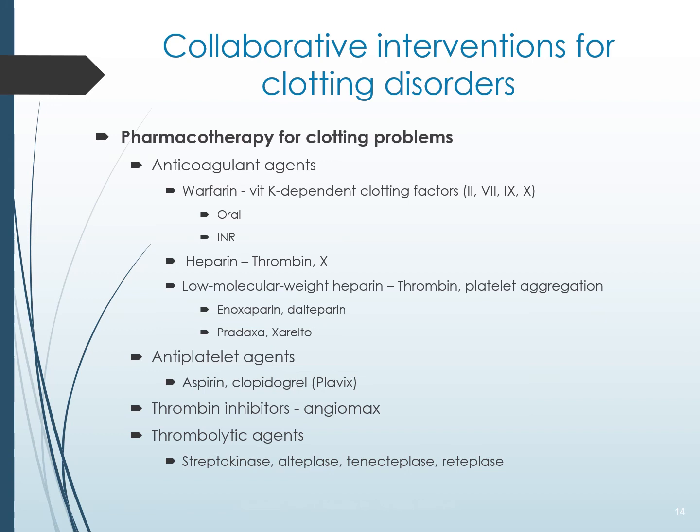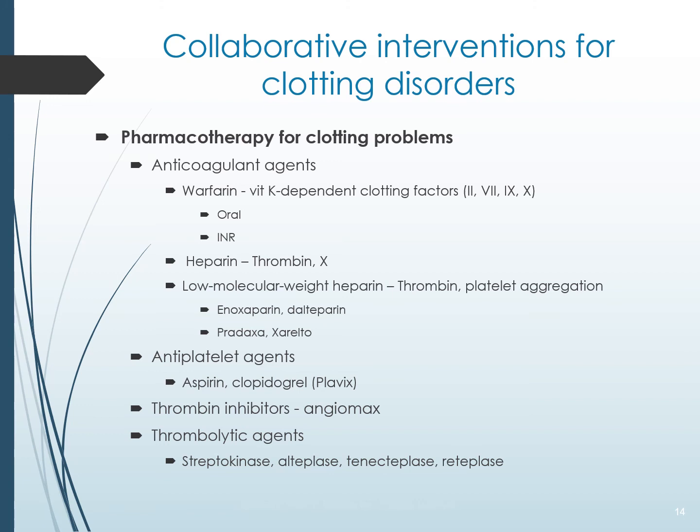Anticoagulants. Two common anticoagulant agents used to prevent the formation of blood clots are warfarin and heparin. Warfarin, whose other name is Coumadin, acts by decreasing the production of 4 vitamin K dependent clotting factors, which are clotting factor 2, prothrombin, and clotting factors 7, 9, and 10. Coumadin is the only oral anticoagulant currently available.